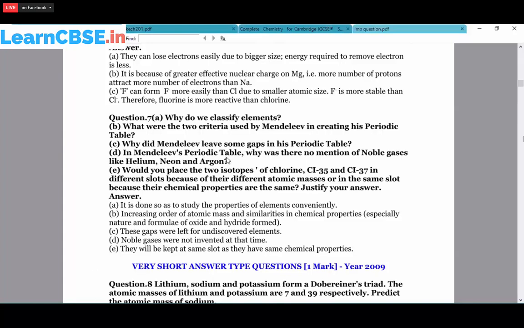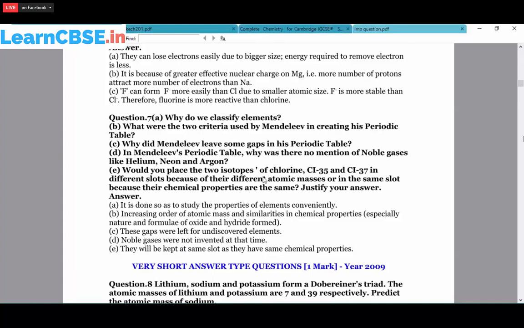In Mendeleev's periodic table, why was there no mention of the noble gases like helium, neon, argon? They were nowhere mentioned in Mendeleev's periodic table because the noble gases had not been discovered at that time.